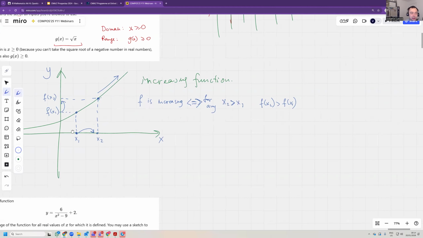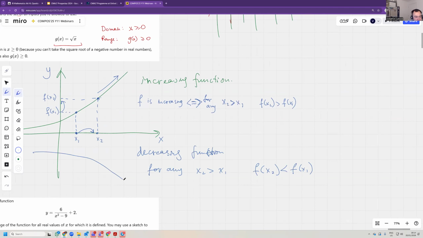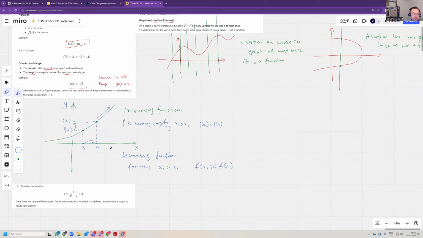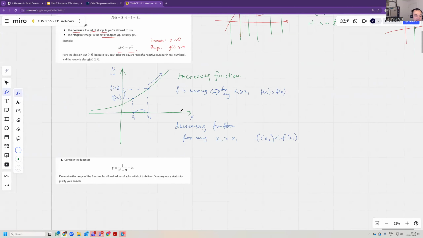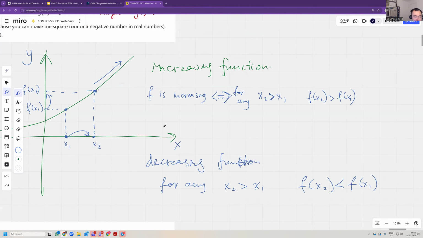So a decreasing function is a decreasing function if for any x2 greater than x1, f of x2 is less than f of x1. So effectively, the function goes down, decreasing.